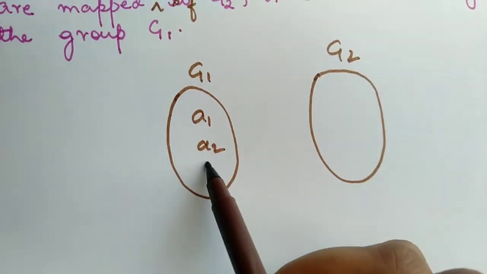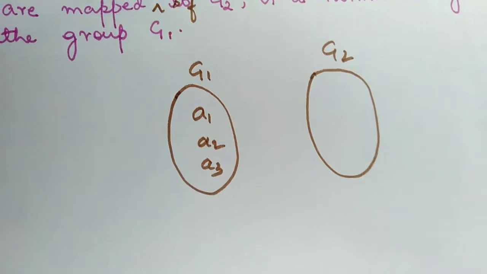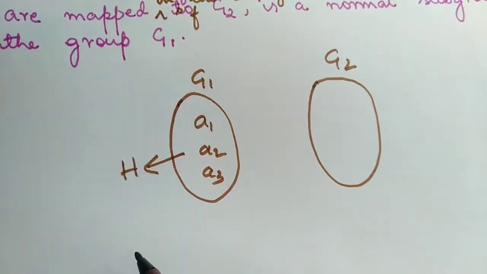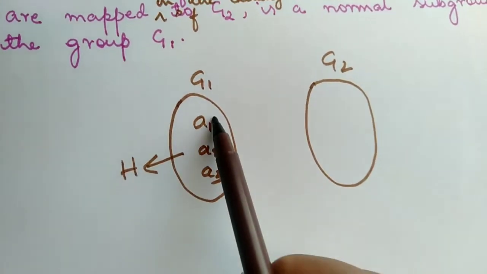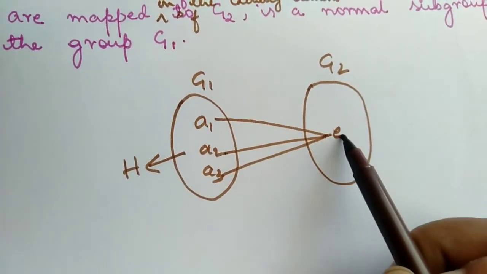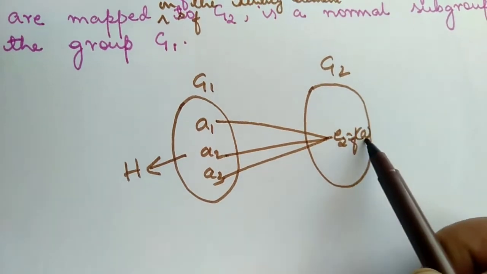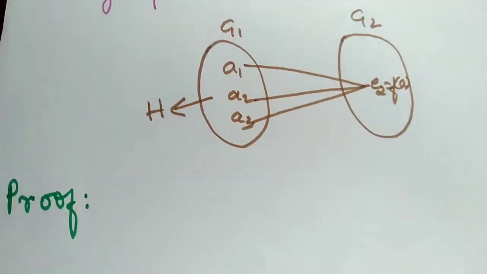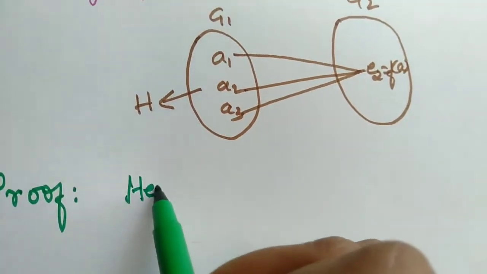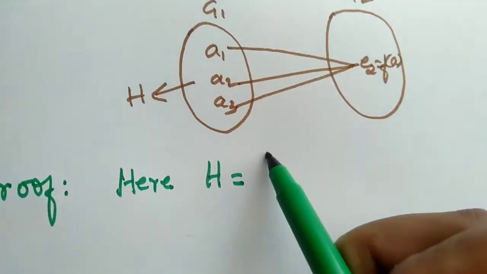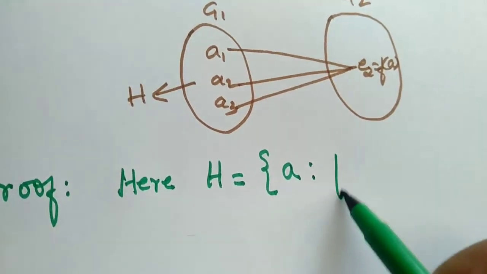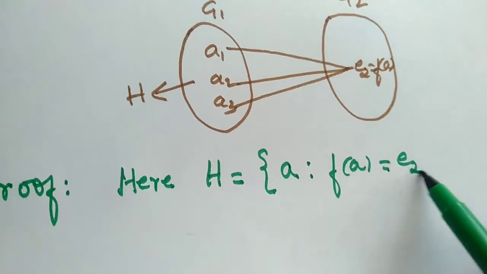Let A1, A2, A3 be elements from G1 such that these elements are in a subset H. Then according to the statement, these elements are mapped to the identity element of G2, that is E2 is equal to F of A generally. Okay, then we come to the proof. Now H is the collection of all the elements A such that F(A) is equal to E2.